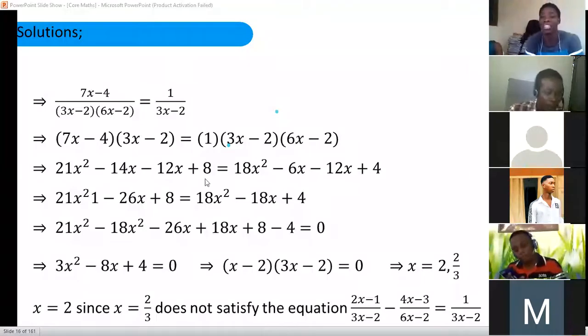Now, when we expand the brackets, now we need to simplify.